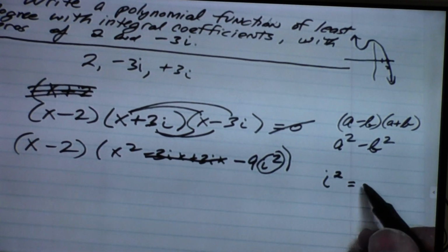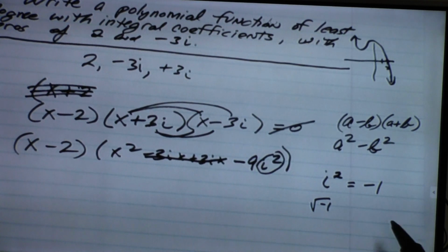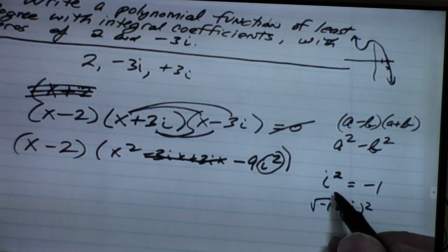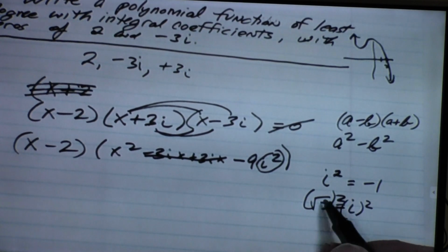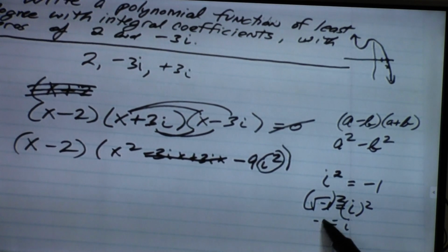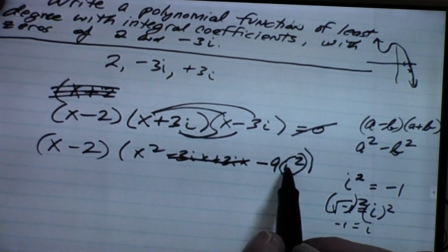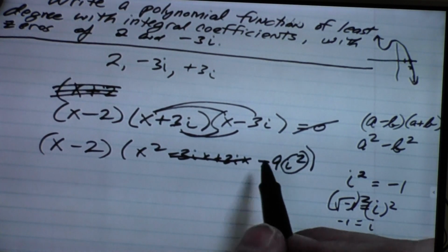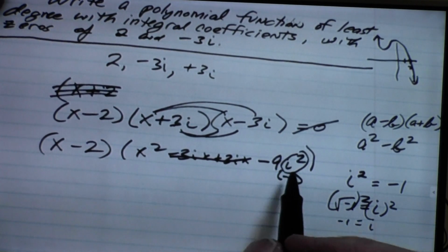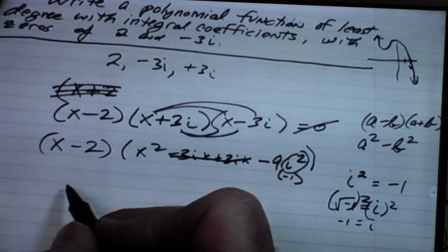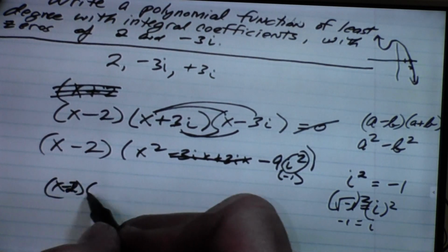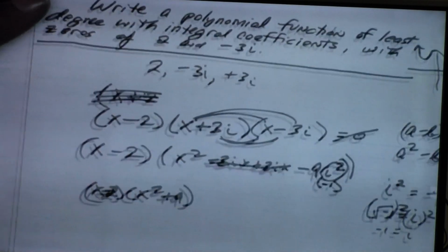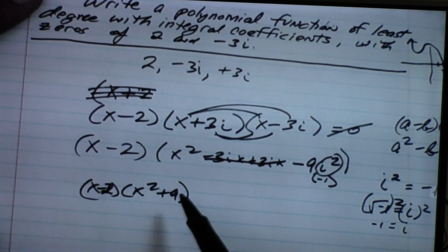And this is where you remember what you learned before. i squared is negative 1. That's because the square root of negative 1 is equal to i. Well, if you square this, then you're squaring that, and the square and the square root cancel, so we get i squared is equal to just negative 1. So if that's negative 1, negative 1 times negative 9, in fact I'll put negative 1 underneath it, negative 1 times negative 9 is plus 9. So let's rewrite it. x minus 2, and x squared minus and minus is plus 9. Much simpler. This becomes x squared plus 9.